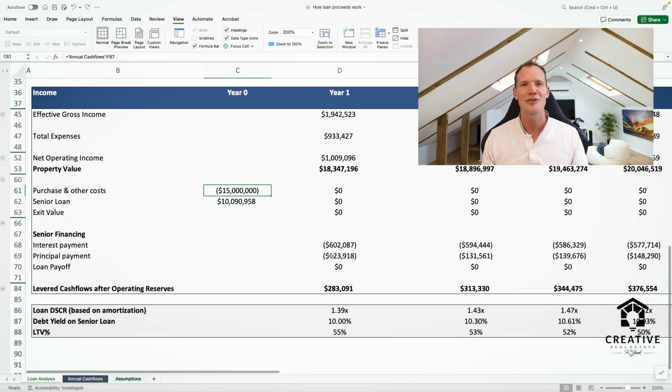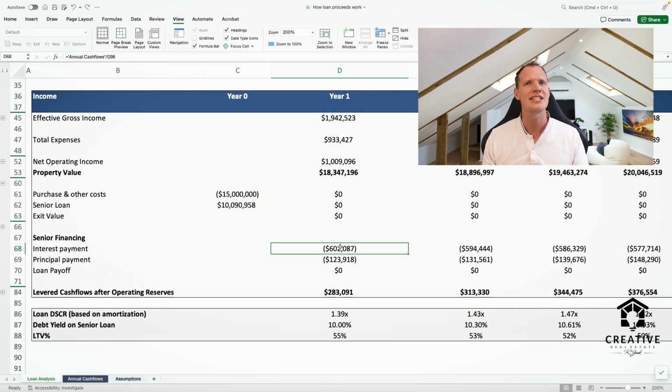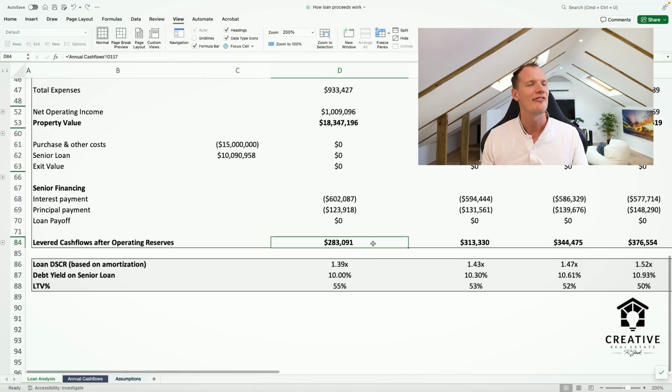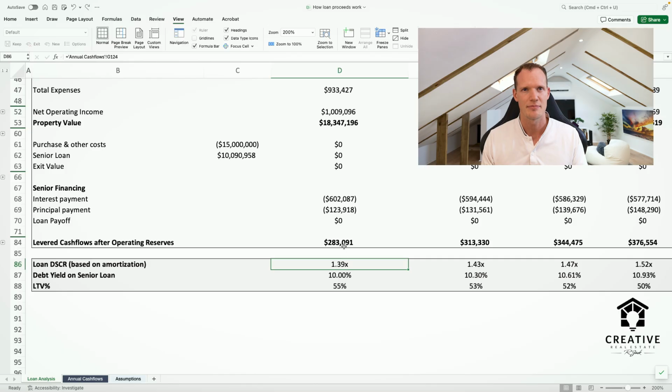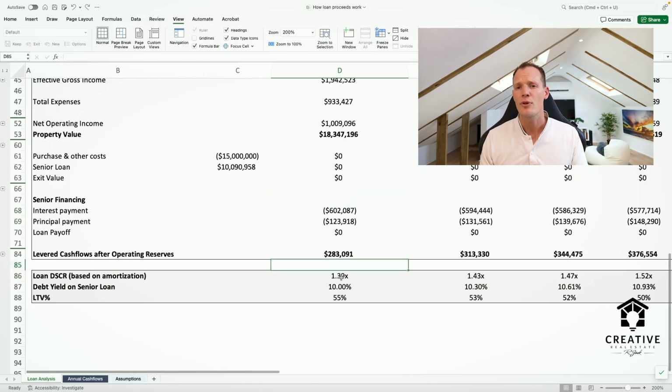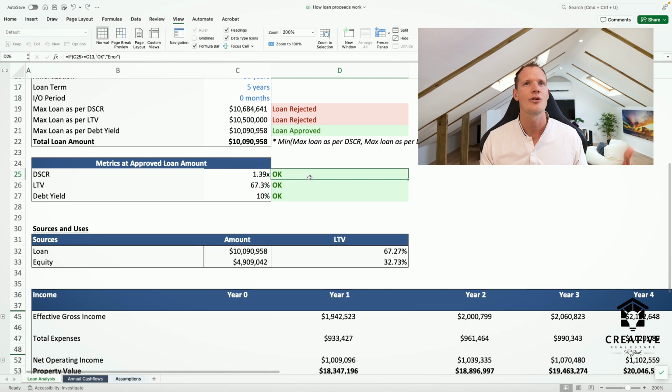All right, as we walk through this, what you'll see is we have an interest payment of $602, a principal payment of $123, and we have free cash flow available thereafter of $283,000. This essentially works out to us having a debt service coverage ratio of 1.39 times based on our NOI and our debt payments annually. As you can see, 1.39 is above the required 1.3. So this wouldn't be the metric that's going to limit our loan. You'll see it is shown as okay.